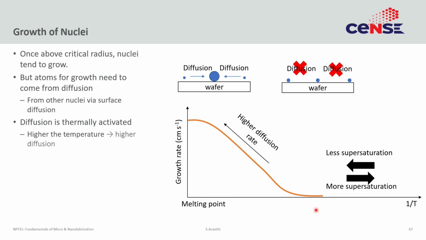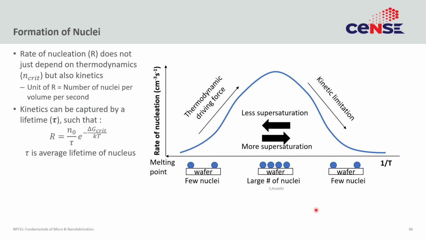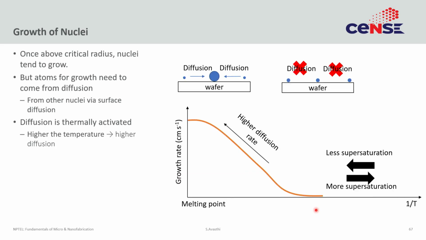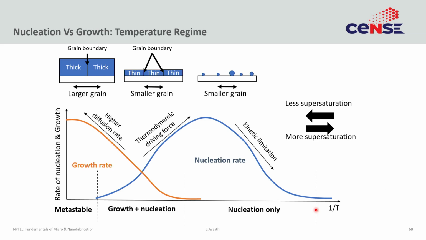Okay. Now, we have seen the curve of rate of nucleation, and we have seen the curve of growth rate. Now, if you put these two together, you finally understand the most important concept behind CVD, which is at what temperature should you grow things. So, you have seen this curve, the nucleation rate is a U-shaped curve. You have seen this curve, which is the growth rate, which is a monotonically decreasing function as temperature decreases.